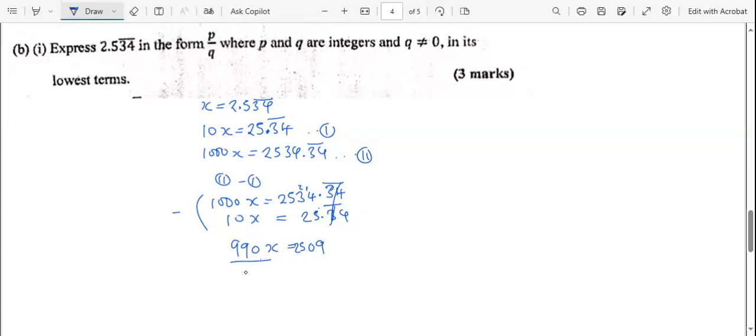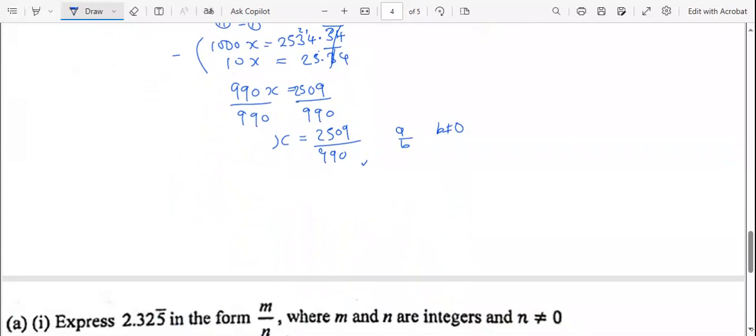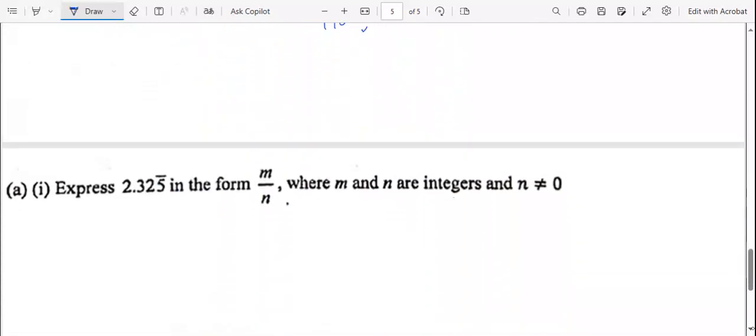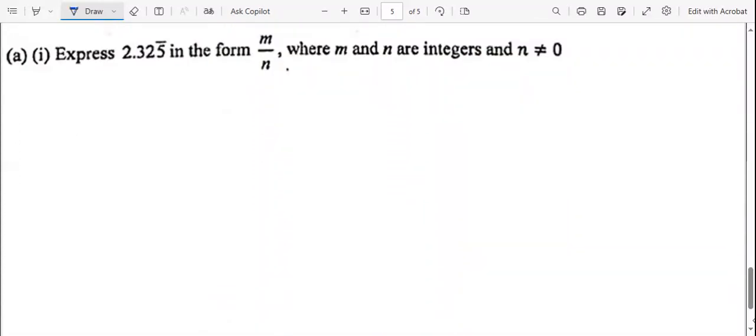Okay. So you divide throughout by 990. So x is equal to 2509 over 990. So we have expressed it in the form of a over b, and b is not equal to 0. So that's how you can actually, for me, I end here with my 7 points. So those with 6 points, you can proceed. I don't think you reach where you expect to simplify as possible.